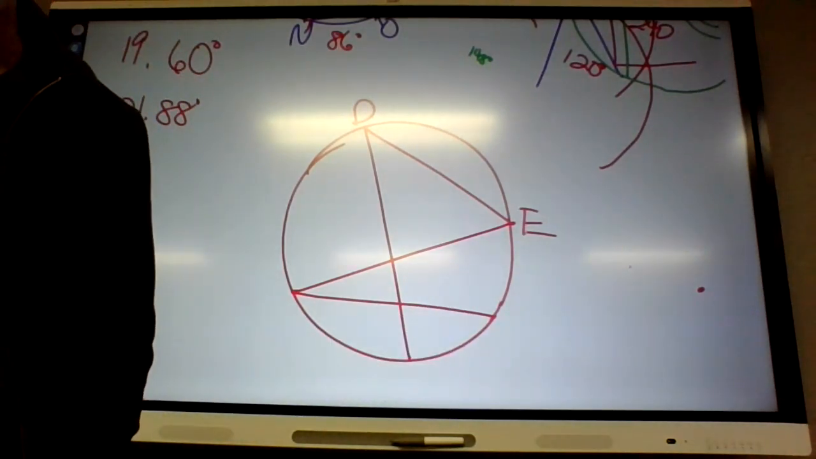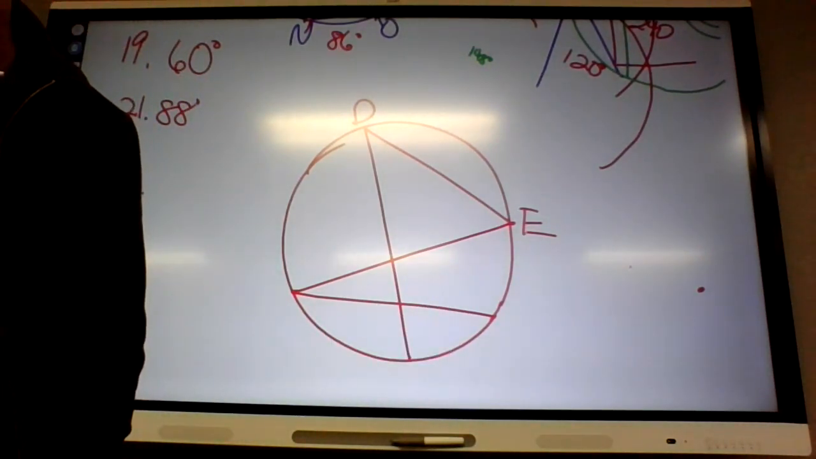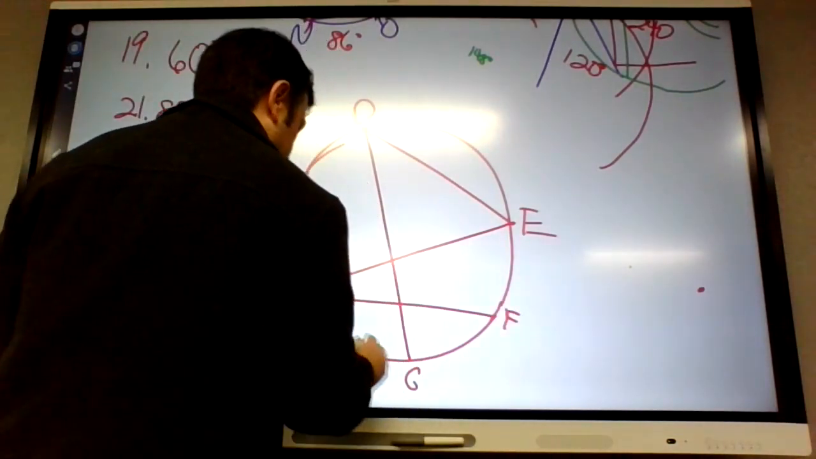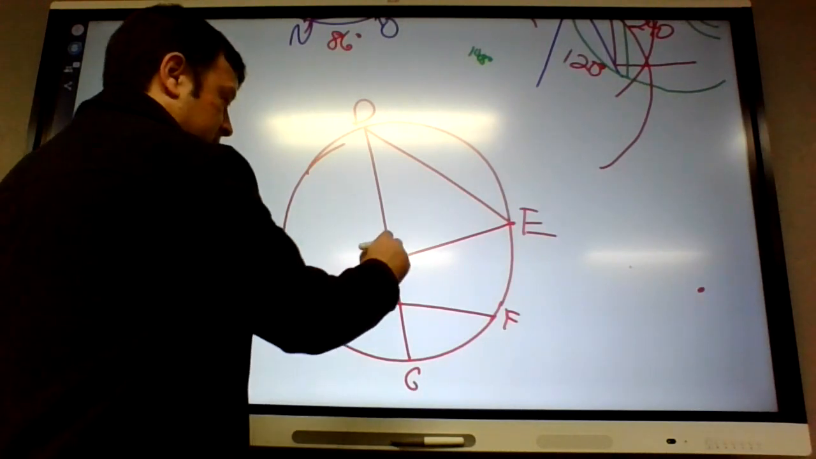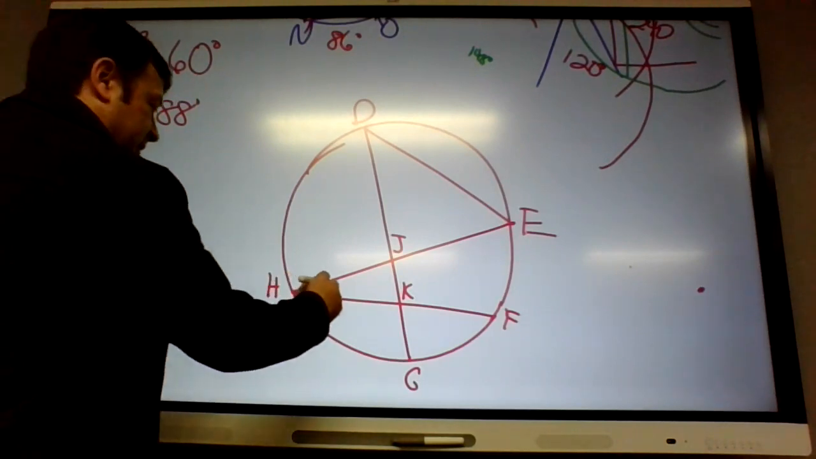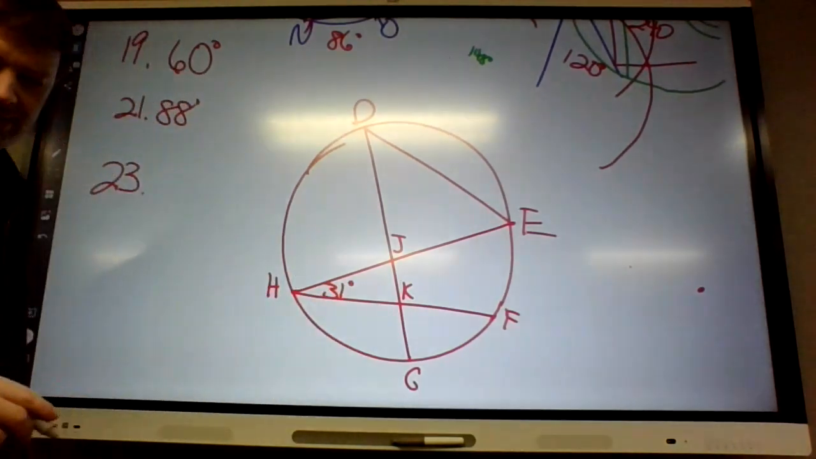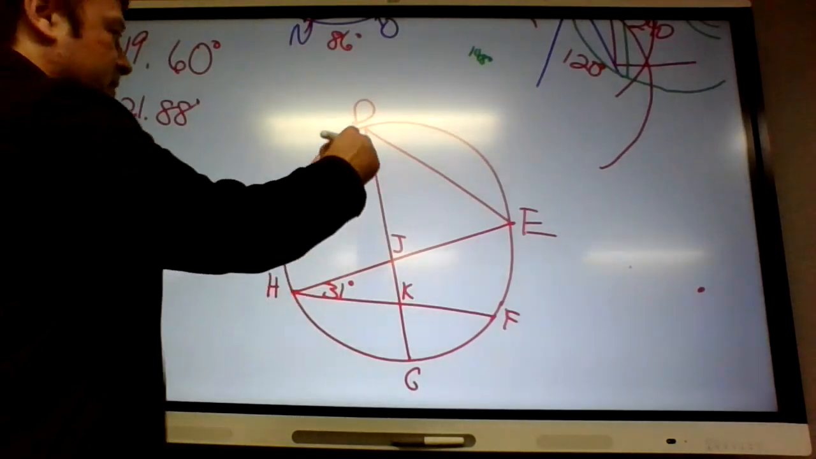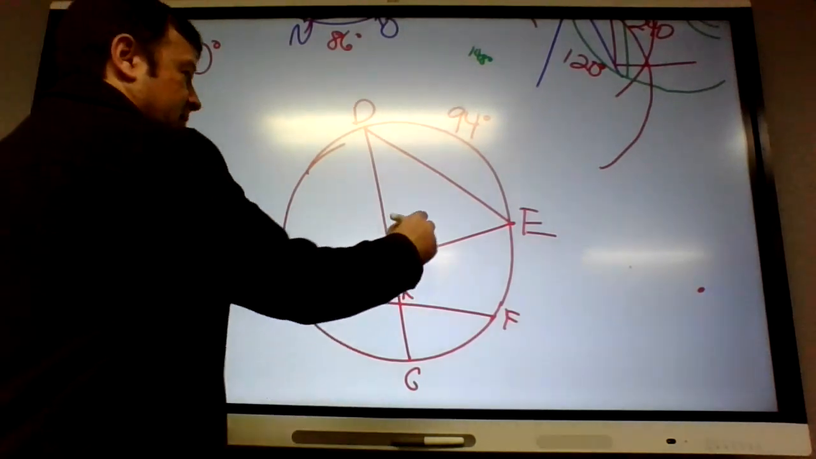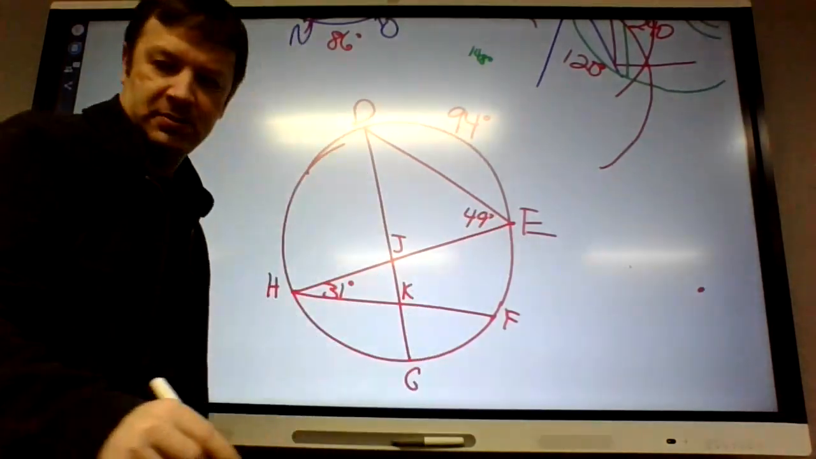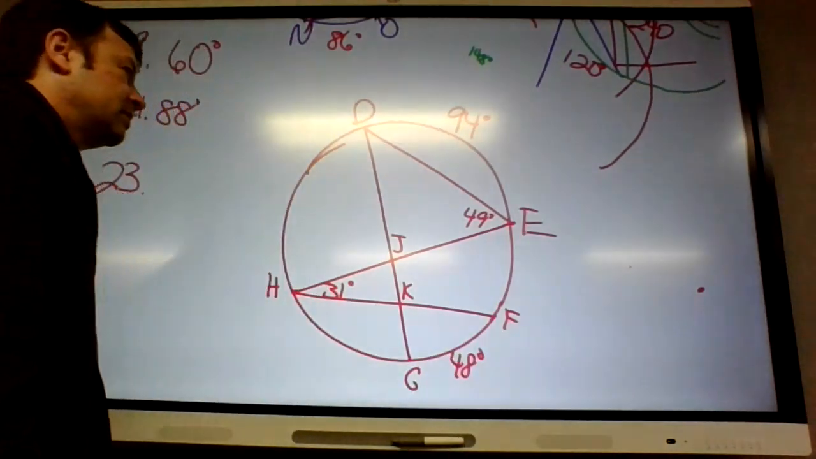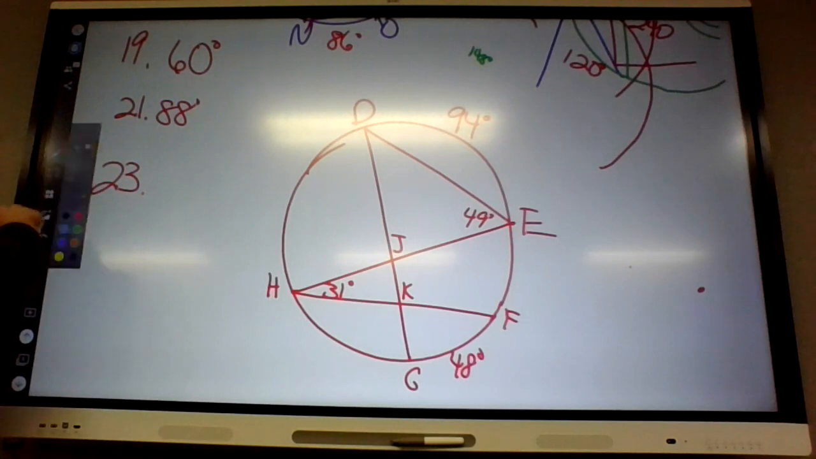D, E, F, G, H, J, K. JK? Question mark? Yes. And they gave us one angle right there. 94 up here. 48, down there. 49 down here. And then 48 down there. Gave us lots of stuff. I probably should have drawn those in blue. That would have been more helpful.